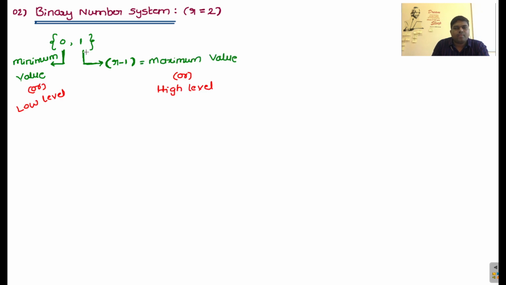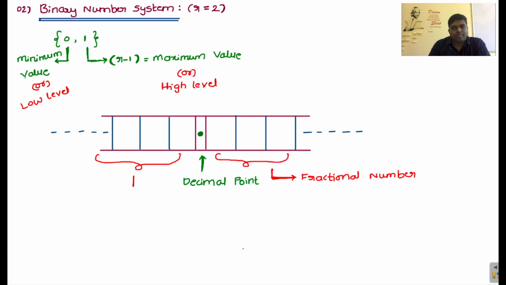In our digital electronics and circuits, 0 can be treated as a low level and 1 can be treated as a high level. This is technical terminology. Other than the binary number system, you use minimum value and maximum value, whereas in the binary number system, 0 is just called low level and 1 is called high level. Only these two digits are possible in the binary number system. That's why the binary number system can be used as a machine level language. This is our number representation.